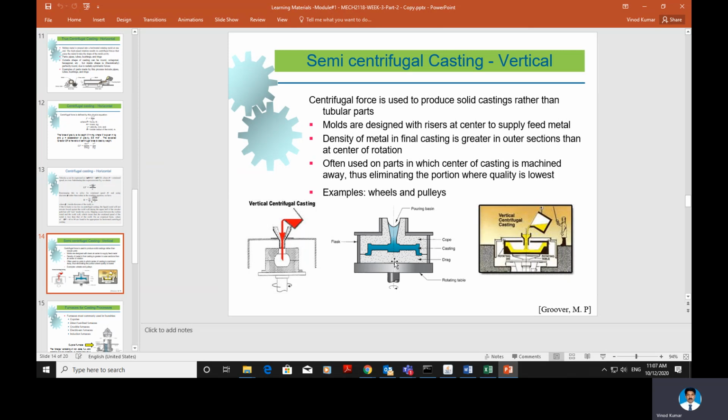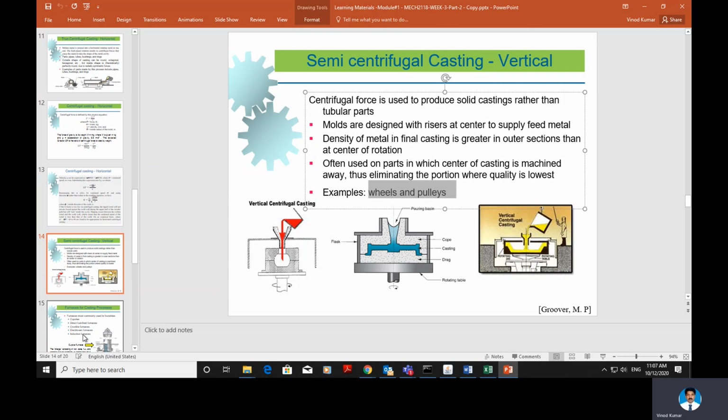Hence, normally we remove the central area, for parts like wheels and pulleys, which do not have a central portion. In such cases we can go for the semi-centrifugal casting process rather than going for a tubular part or a pipe, etc. So this is all about this process.